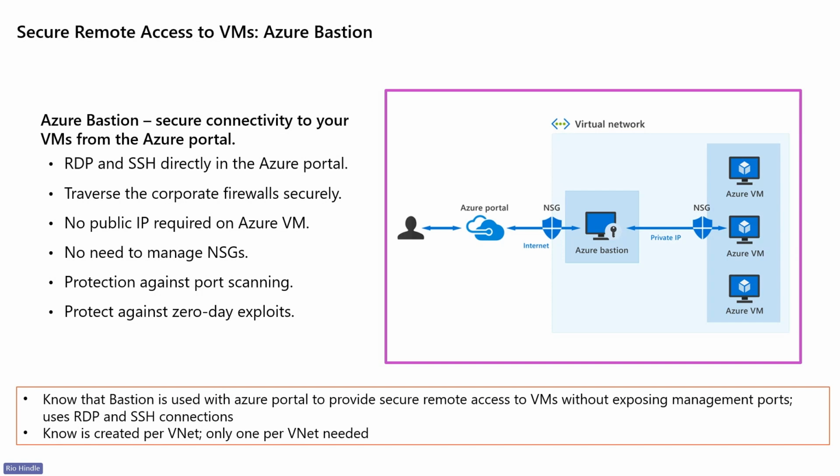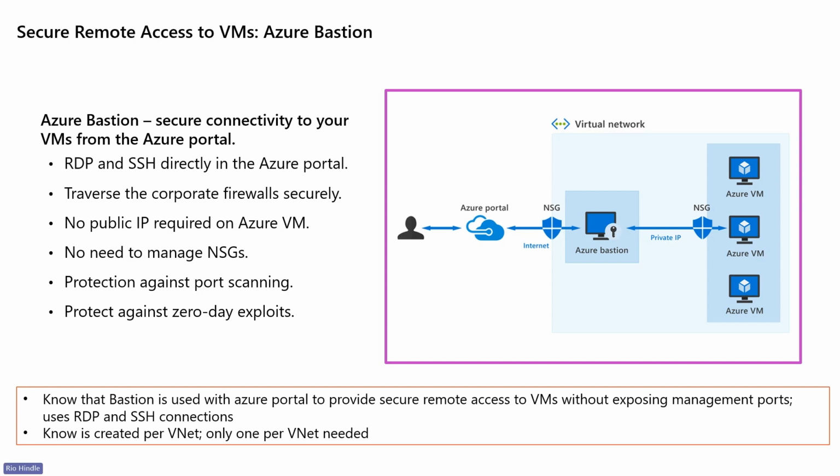It means no public IP required anywhere in the environment. Microsoft provide that public IP. They do the NATing for you, basically, yes. No need to manage NSGs. It's all done for you. And note it's created per VNet.